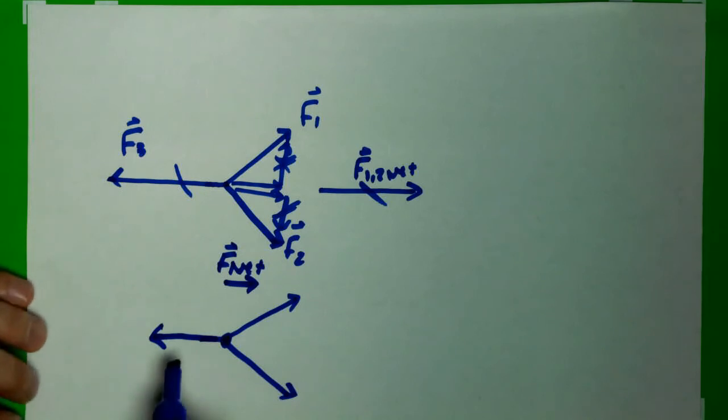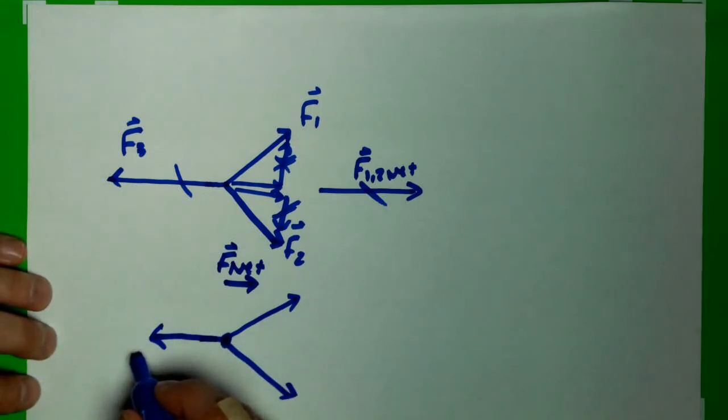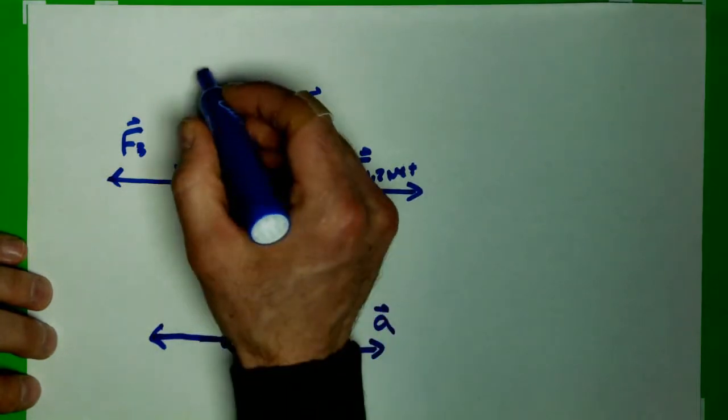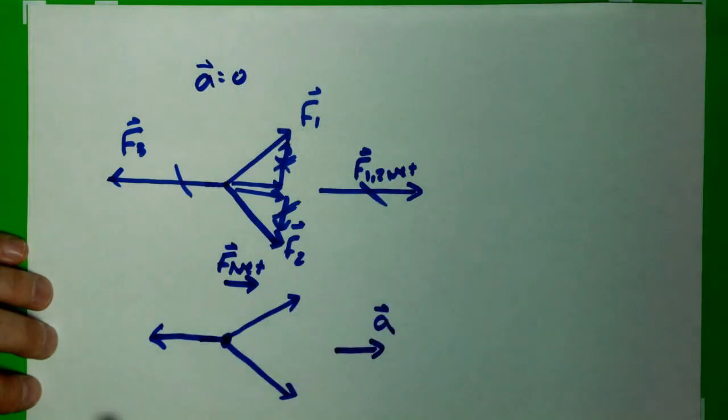How much? I don't know. The shorter it is, the more it'll accelerate. But this would be the case if this is now accelerating. So this was A equals 0, and this is accelerating that way. So this vector is now smaller than the sum of these horizontal components.